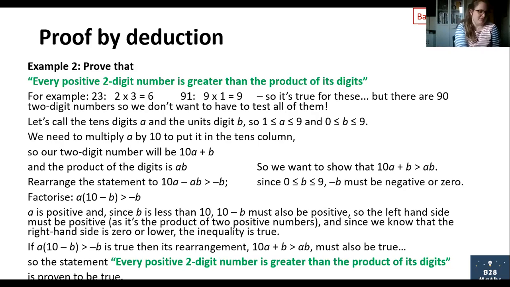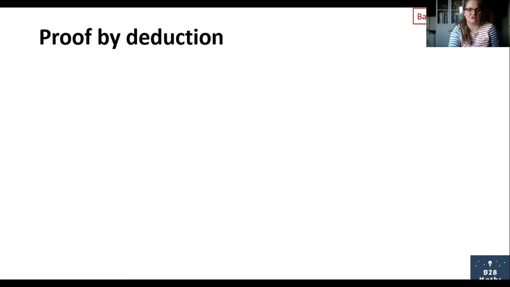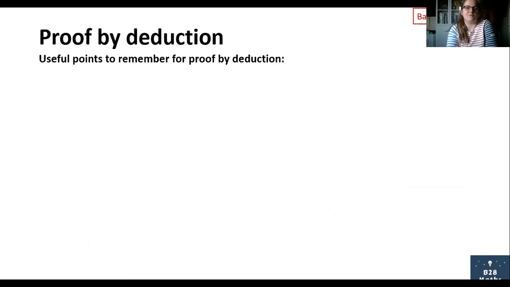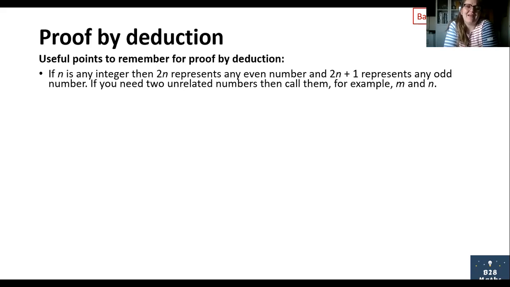So we've gone through all the different steps there to try and do those proofs by deduction. Some useful points to remember for when we do proof by deduction. If n is any integer, then 2n represents any even number, and 2n plus 1 represents any odd number. So we did that the other day when we were using different annotations. So n is our integer, 2n is an even number, 2n plus 1 is an odd number.